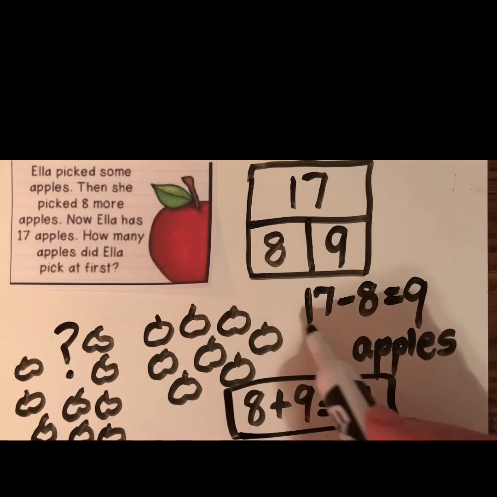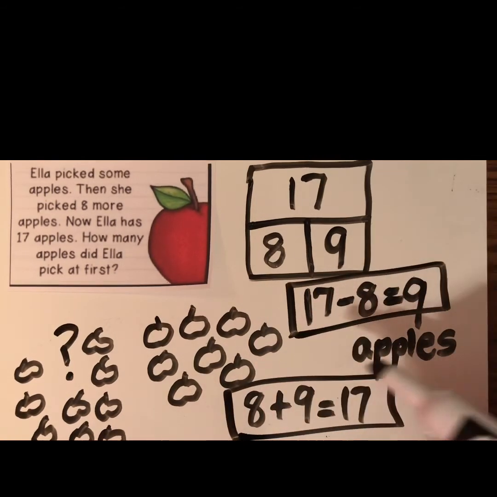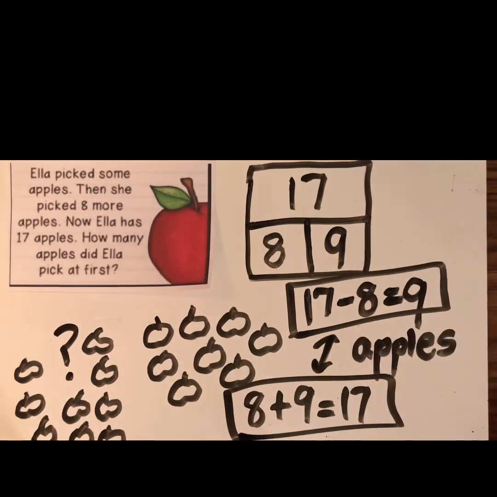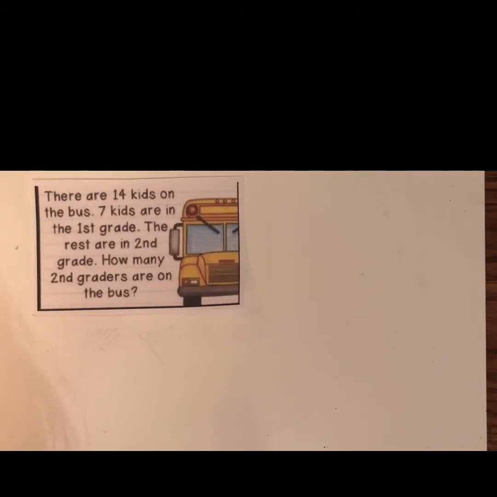So we're right. These are 2 members of the fact family. If I know 17 minus 8 equals 9, then I know that 8 and 9 together equal 17. And here is a new one.